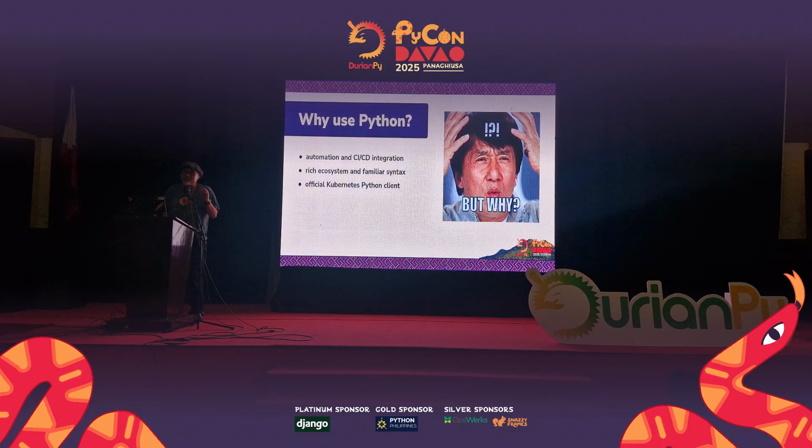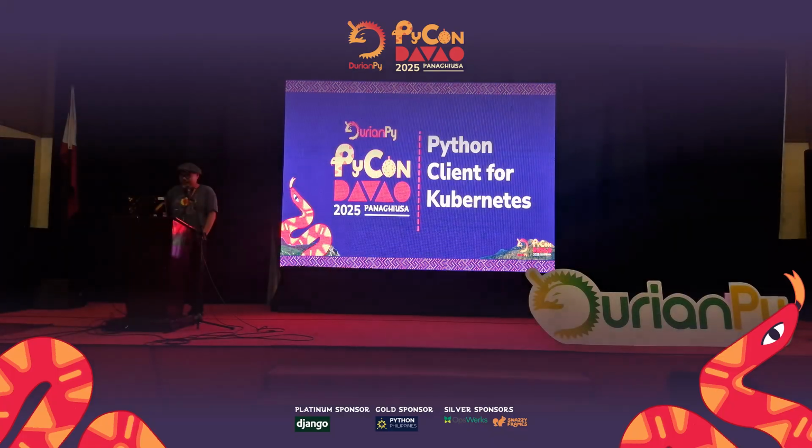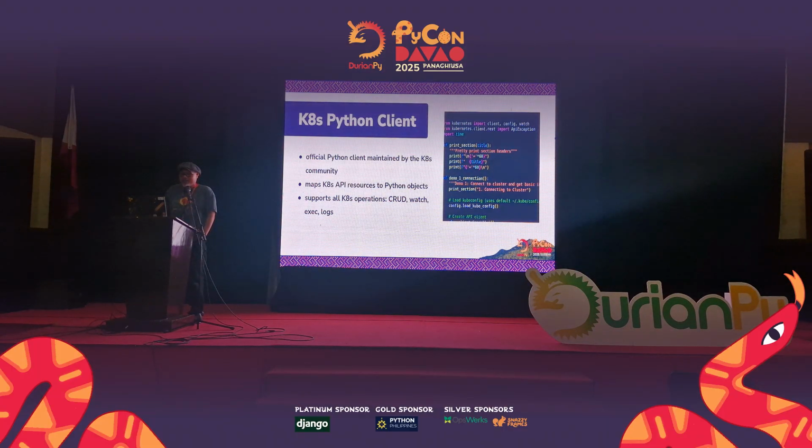And last is that there's an official Kubernetes Python client that you can use, and then you can immediately manage your Kubernetes infrastructure using Python alone. Okay? So let me introduce to you the Python client for Kubernetes. The K8s Python client is the official Python client maintained by the Kubernetes community. What's nice is that it maps Kubernetes API calls directly into Python objects. You don't need to learn the Kubernetes API anymore. You just learn how the Python module for Kubernetes works, because everything there is already Python objects. It supports all Kubernetes operations, from CRUD to watch, exec, logs, etc. You can manage the entire life cycle of your Kubernetes workloads using only Python.